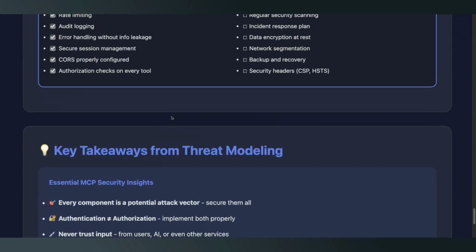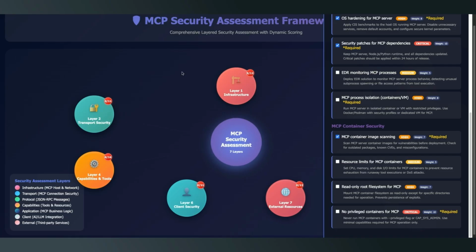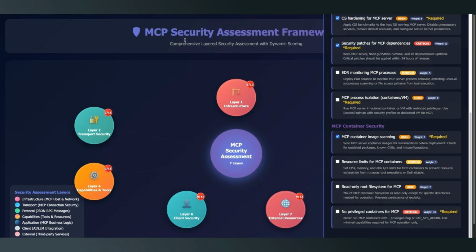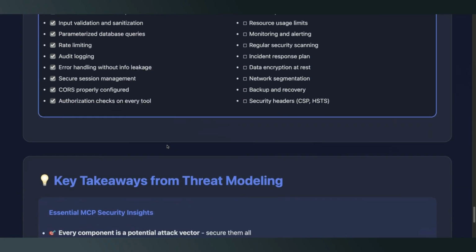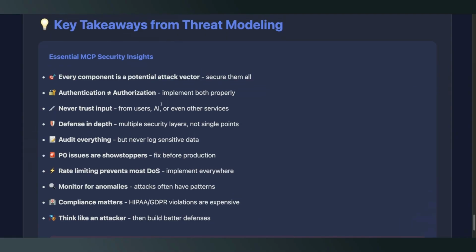So we have some of the implementation checklist. I think this checklist should be much better than any checklist that you can refer to for MCP security. And yeah, we are at the end. So some of the key takeaways from this threat modeling: every component is a potential attack vector. So we should ensure we secure them.